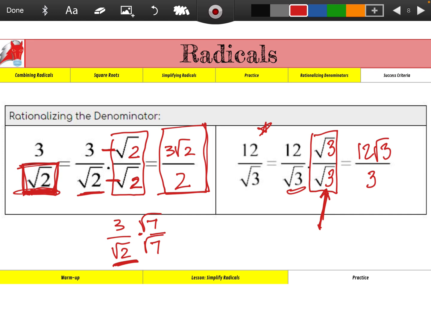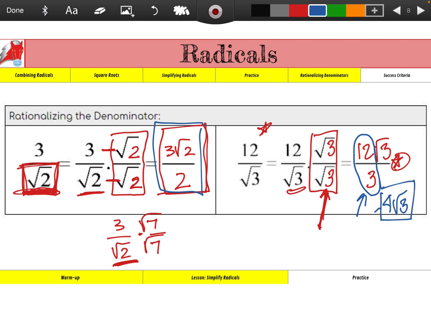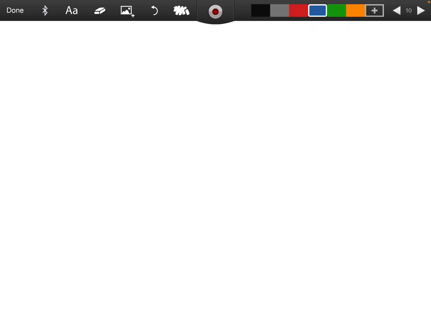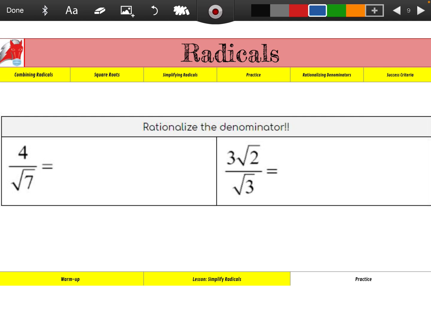Ask the question, am I done? Is this simplified, or is there something I can do to make it more simplified? And the answer is yes, I can simplify right here: 12 divided by 3 is 4. So this can be even nicer, because if I can get it out of this fraction, it looks even cleaner. So this and this are the same thing.